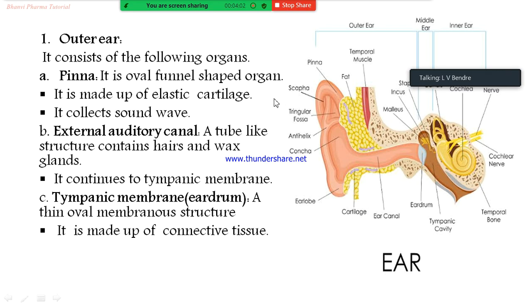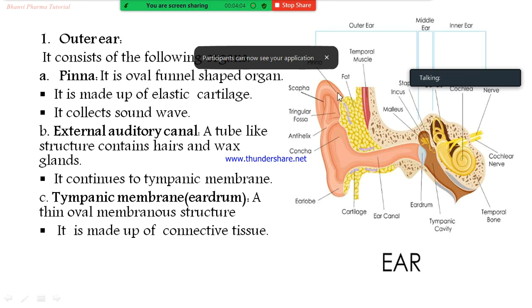What is the outer ear? The outer ear and the external ear are the same. This is the external ear. It consists of the following organs. The first one is the pinna. You can see the diagram of the pinna.